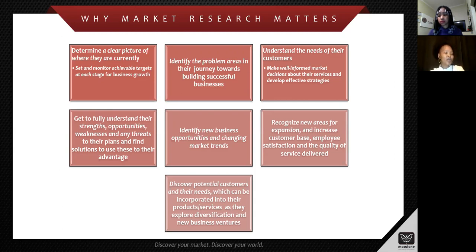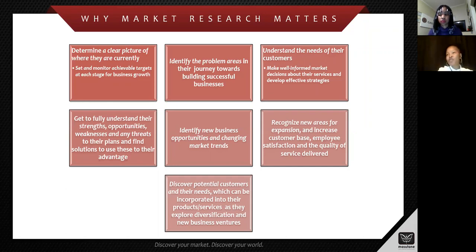Another beautiful thing about market research is that it allows you to do your entire SWOT analysis. What is it that we do well as an organization? What are the opportunities that exist for us? And on the flip side, where do we fall short? What are the things we don't do so well? And what is potentially threatening us, so that we can come up with solutions?